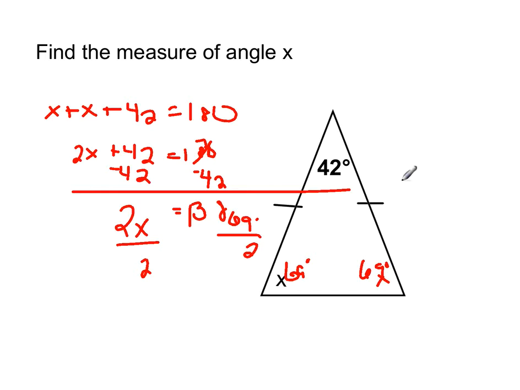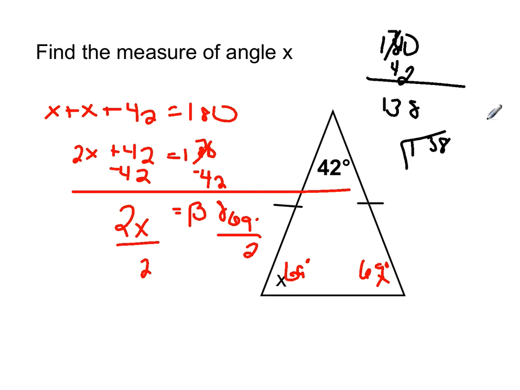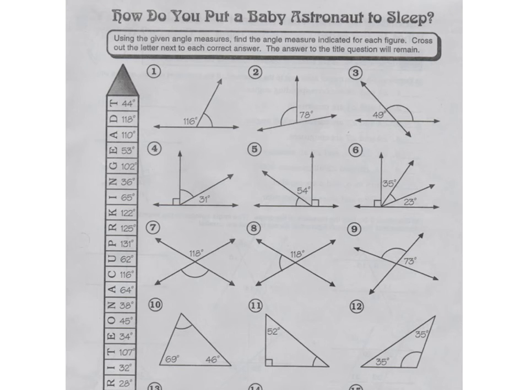I could check by adding them up. If I'd rather just use arithmetic, I could have gone 180 minus the 42, which again would give me 138. And then knowing I have two angles the same, I could just take 138 divided by 2. I'm going to get the same answer. I'd like you to try to use your knowledge of algebra. You can get started on your worksheet.